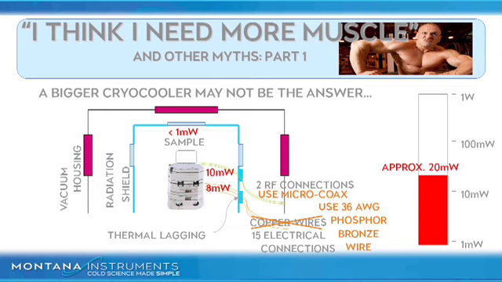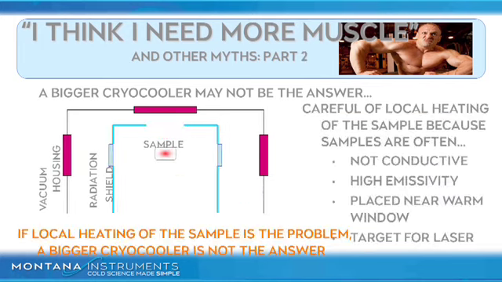Now let's replace the coax with microcoax designed for thermal resistance. Again, this is a conservative measurement. So now in this example, we've reduced our heat load to about 20 milliwatts, and we've got the same functionality we had before at 400 milliwatts. This leads us to part 2 of the "I think I need more muscle" section.